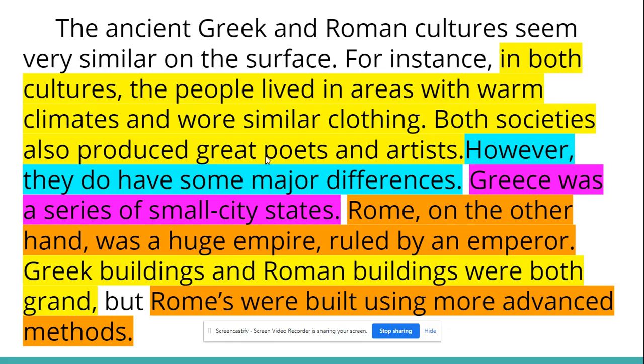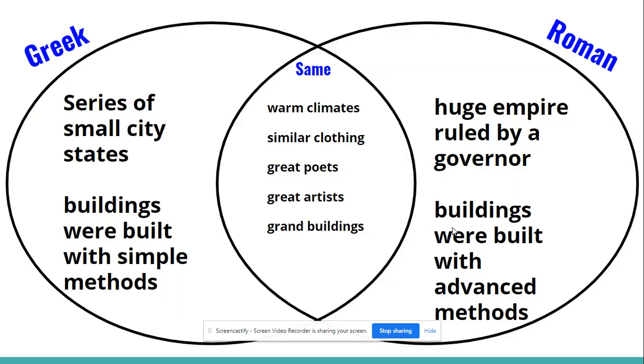So it says Greece was a series of small city-states. Rome, on the other hand, was a huge empire ruled by an emperor. So I have in purple what we know about Greece, and then Rome I have in orange. So if we would come over here, for the Greek side, I put series of small city-states. And then over here for the Roman, I put huge empire ruled by a governor. Okay.